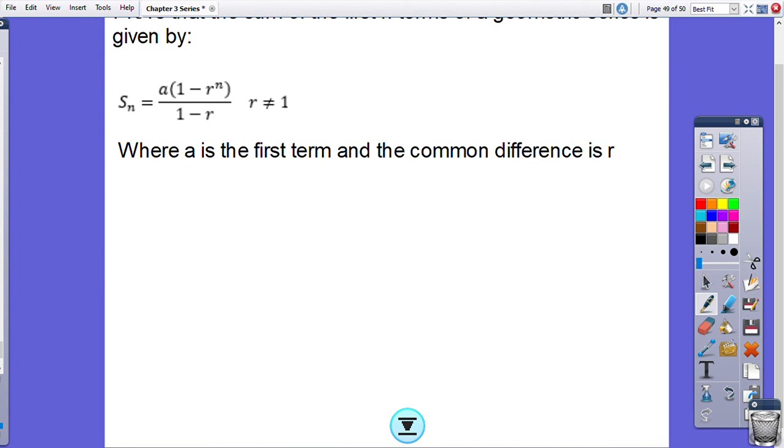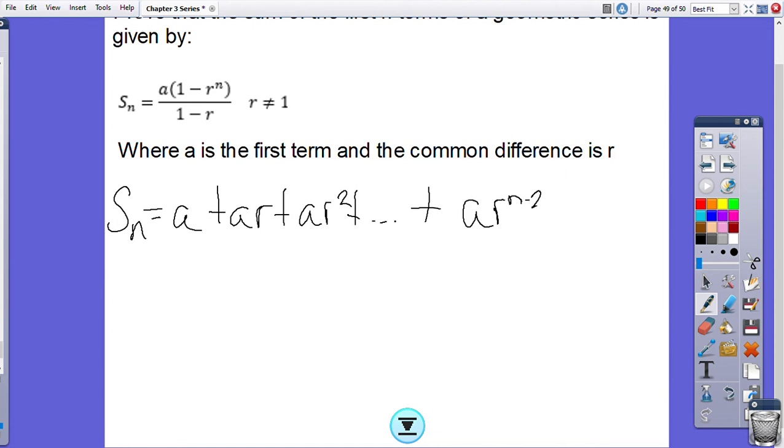So let's write out our Sn. So Sn is a plus ar plus ar squared plus up to ar^(n-2) plus ar^(n-1) as our last term.